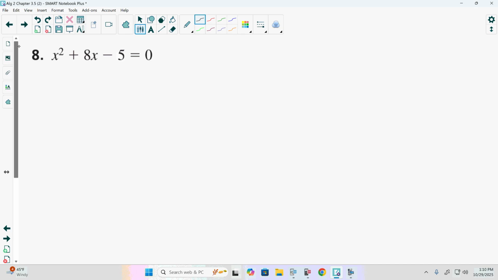Let's look at the next one, x squared plus 8x minus 5. So x squared and x are already on the same side. We got all those terms on the same side. Is a equal to 1? Is the number in front of x squared 1? Yes. So we don't have to do anything with step 1. We can just move on to step 2 by getting the variables on one side and our constant terms on the other.